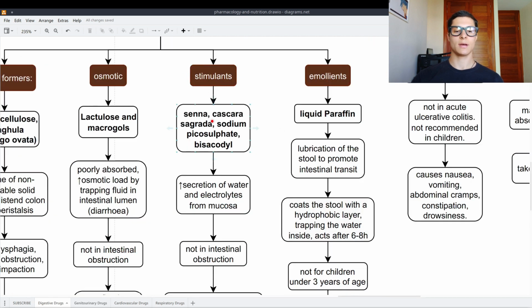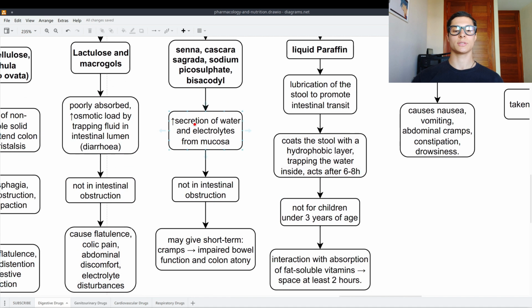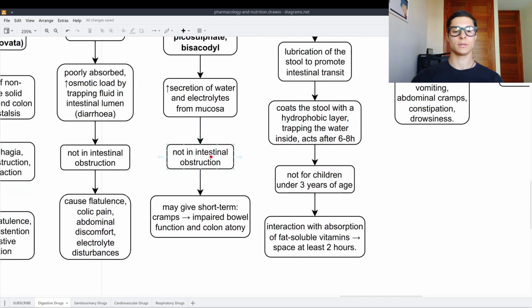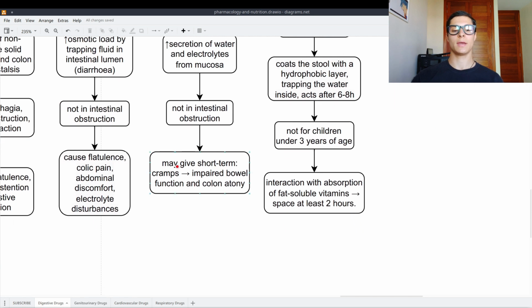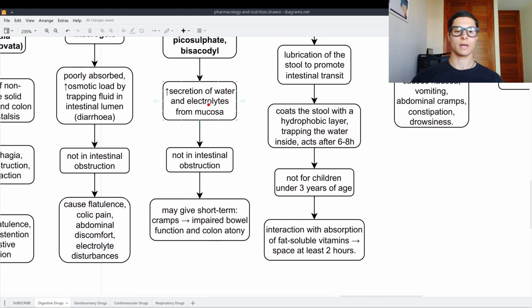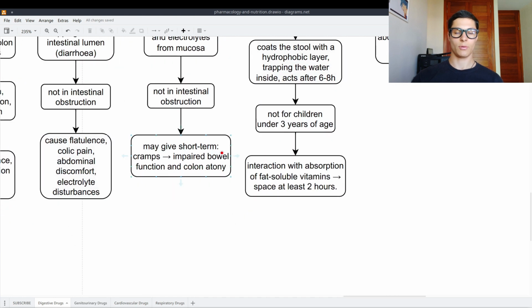Stimulants. We have senna, cascara sagrada, sodium picosulfate, and bisacodyl. They will increase the secretion of water and electrolytes from the mucosa, are not used in intestinal obstruction, and may give short-term cramps, impaired bowel function, and colon atony. Because it starts to secrete a lot of electrolytes and water, therefore atony may happen.